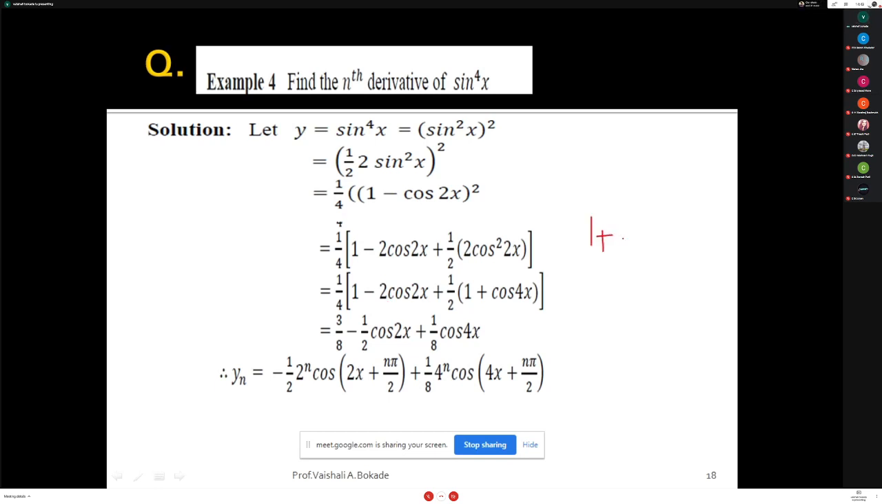We know that 1 plus cos 2 theta is equal to 2 cos square theta, and this 2 cos square theta I'm adjusting here by multiplying and dividing it by 2. So this coefficient 1 by 2 we are keeping as it is, and in place of 2 cos square theta I must write 1 plus cos 2 theta here.